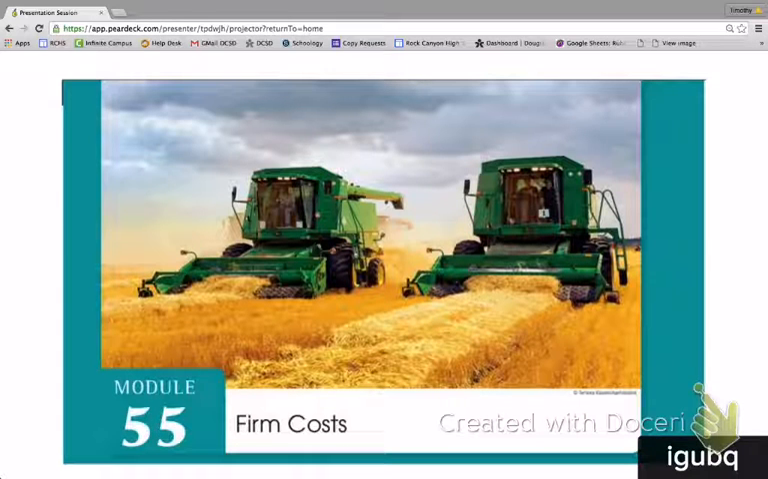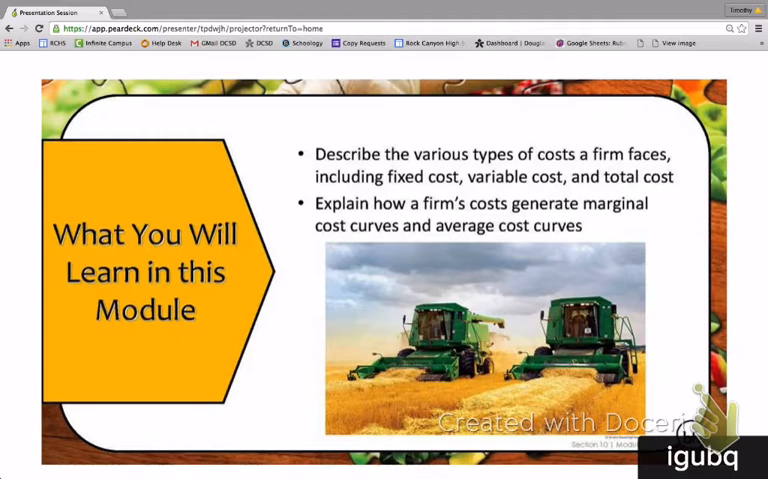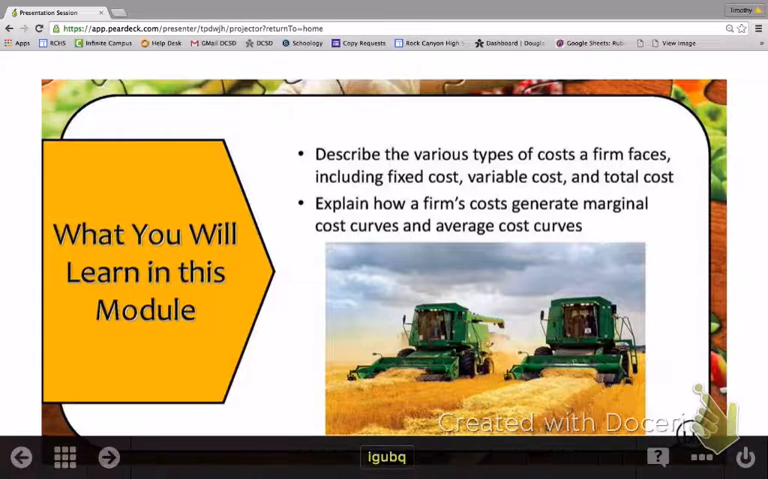And remember, when we talk about firm costs, we are always talking about economic costs, not accounting costs. So in this module, I'm going to begin by describing the various types of costs a firm faces, including fixed cost, variable cost, and total cost. And from there, I'll explain how a firm's costs generate marginal cost curves and average cost curves.